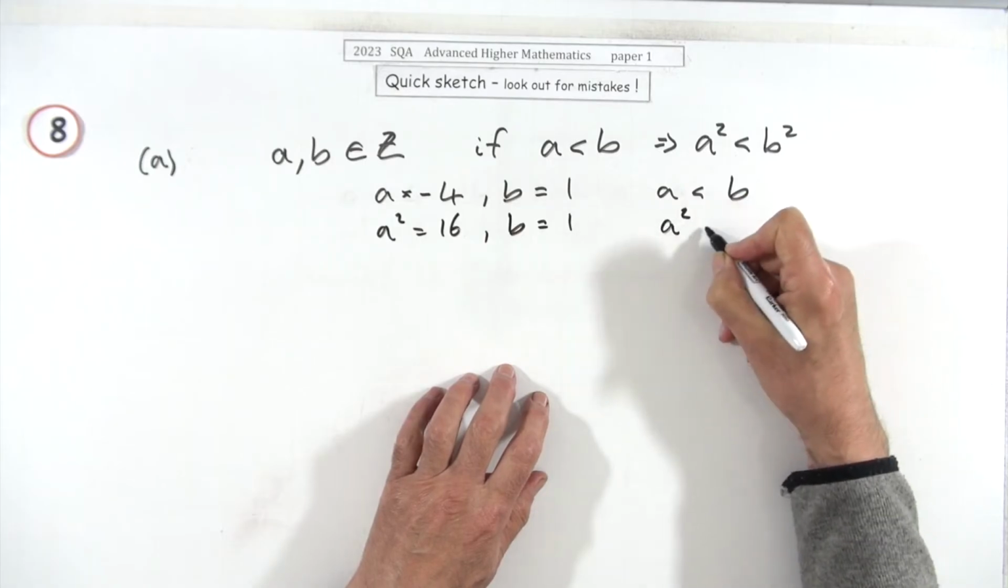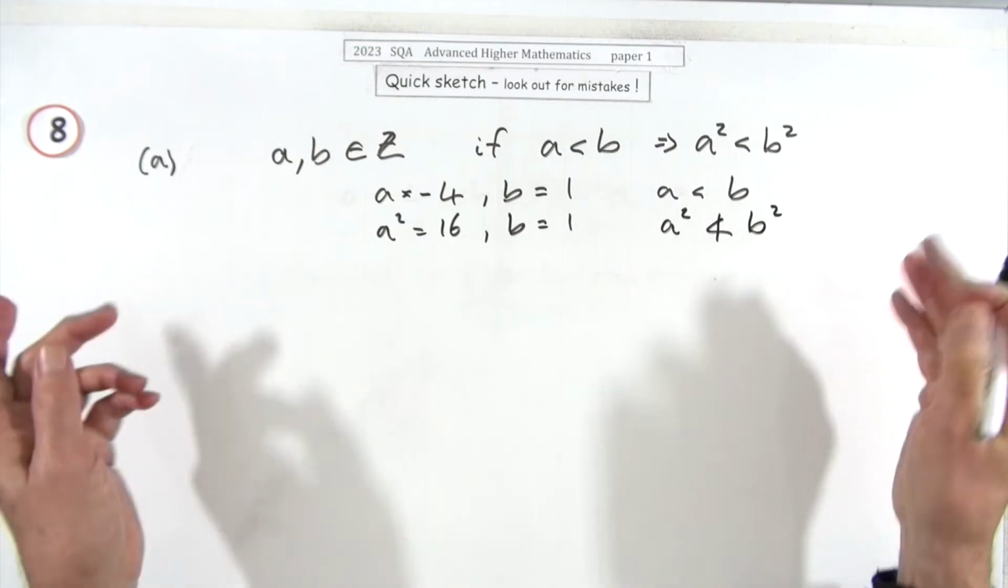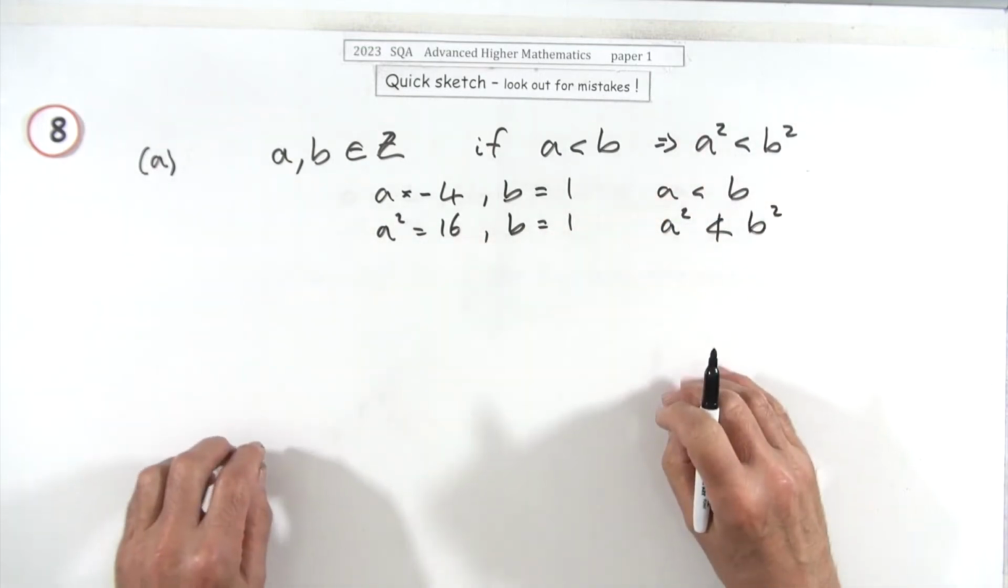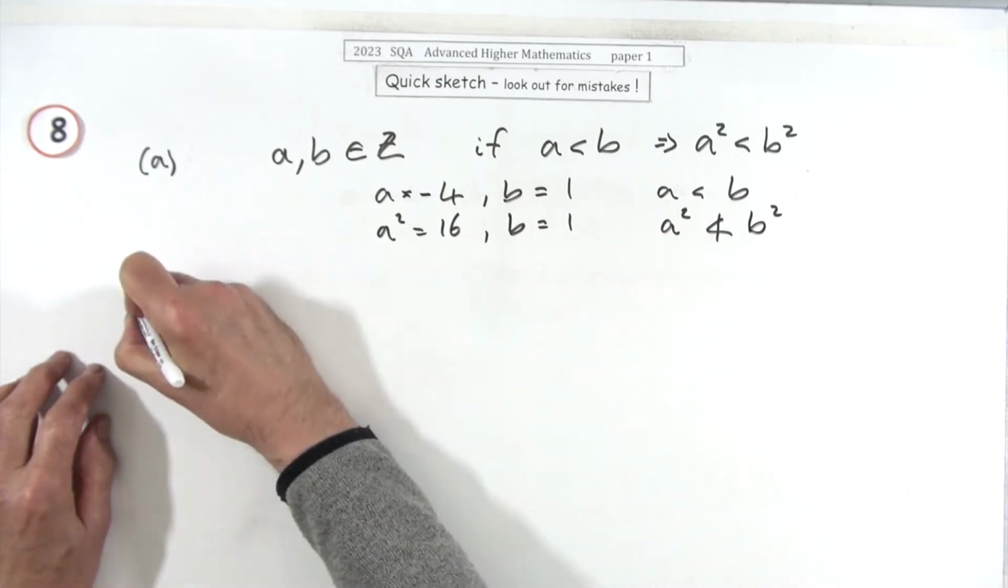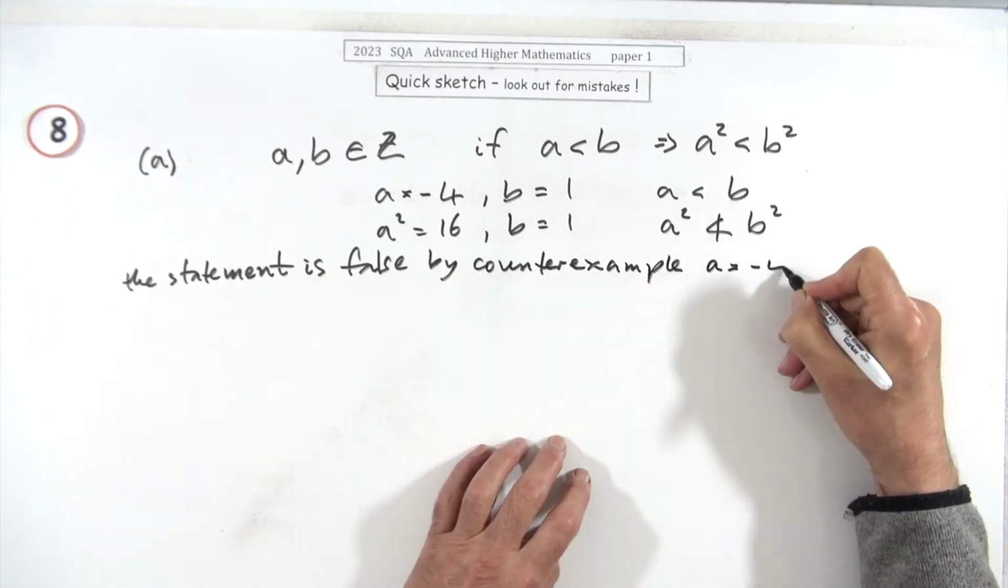Now a squared isn't less than b squared. So there's a counterexample, that's disproved it, so the whole pack of cards falls. Right, now we just have to write out the big sentence. The statement is false by counterexample a equals negative 4, b equals 1.